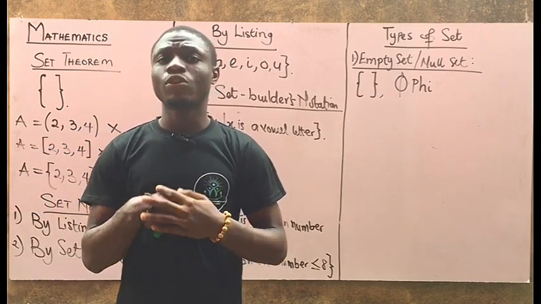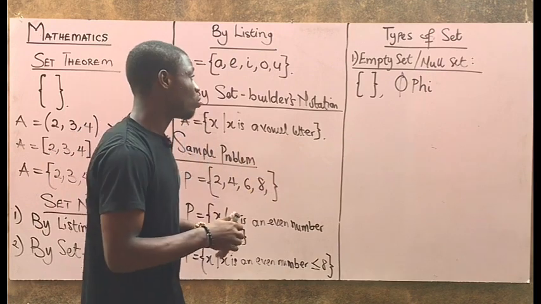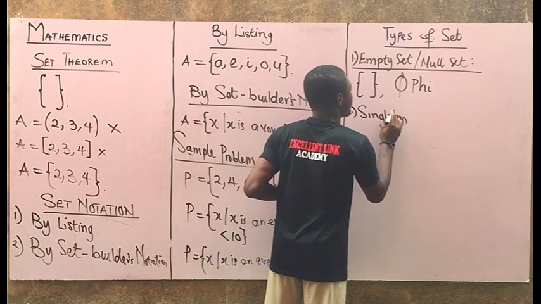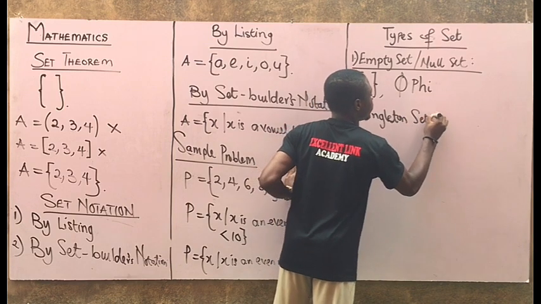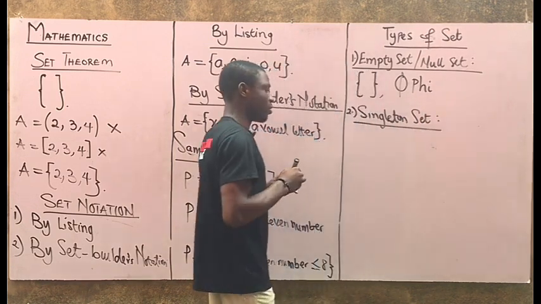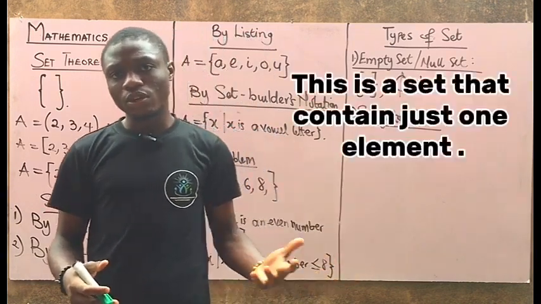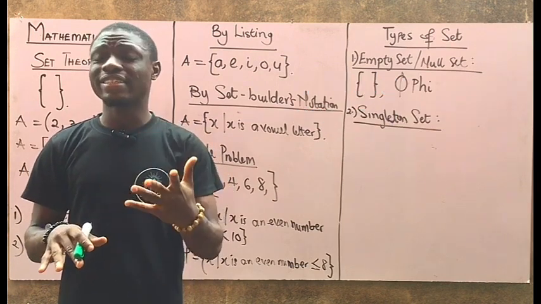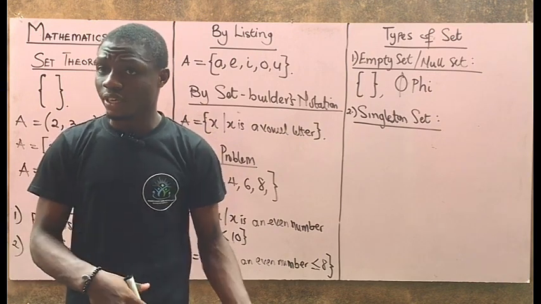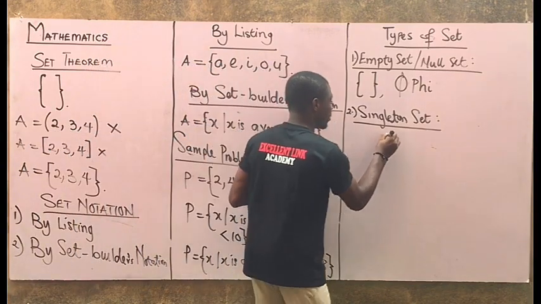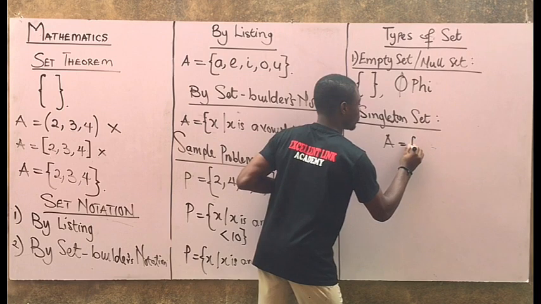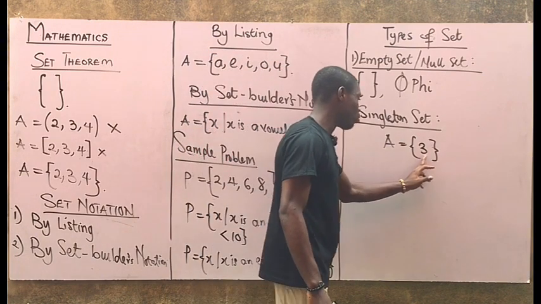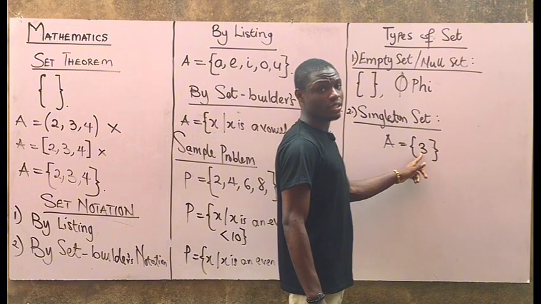Let's call the second type of set a singleton set. What is a singleton set? From the word single, this is simply a set that contains just one element. So any set that contains just one element is called a singleton set. An example is if I have a set A equal to 3 this way, this is a singleton set. Why? It contains just one element in the set. Consider that.